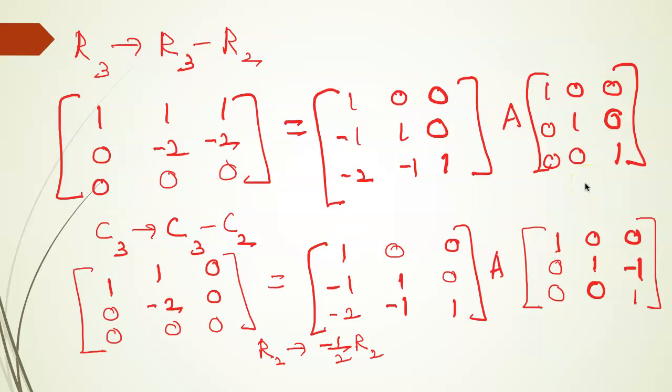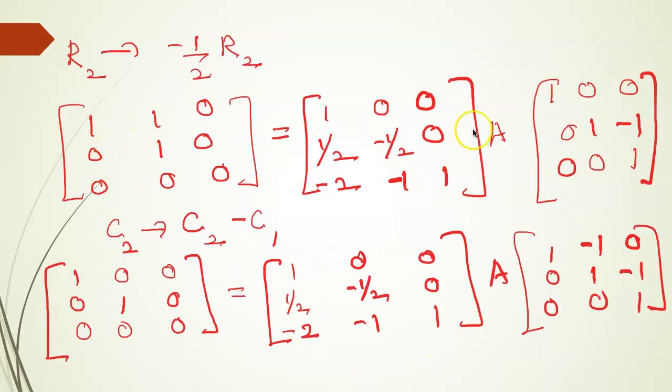Now I try to make this 0. So if I do C3 minus C2, you get a 0 here, and you apply the same thing to the matrix on the right. Now try to make this entry 1. This can be done by minus half times R2. So that's a row operation, so you will apply this to the matrix on the left.